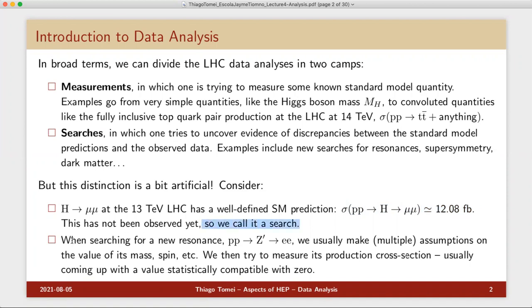On the other hand, for instance, when you search for a new resonance, for instance, protons going to Z prime, going to electrons, we will usually make multiple assumptions on the value of its mass, of its spin. We are going to search for a Z prime with such mass, such spin, such couplings. And then we try to measure its production cross section. And if it doesn't exist, we will come up with a value that's compatible with zero. My bottom line is that the distinction is artificial, but it's still useful to keep in mind.